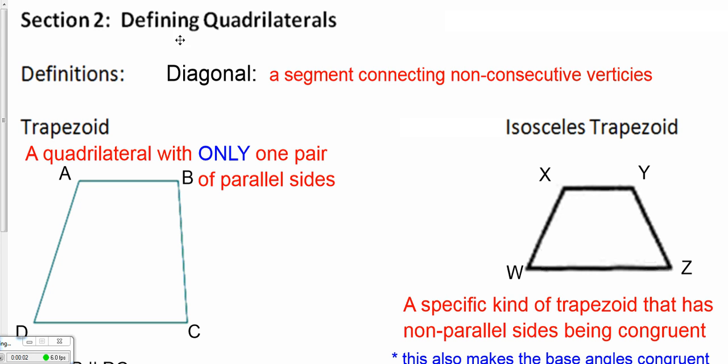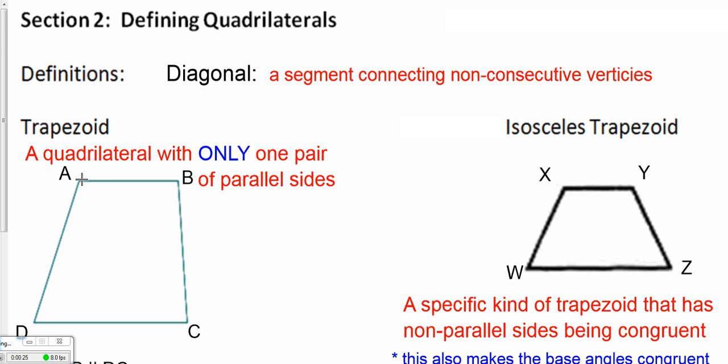Right, section 2 is about defining our quadrilaterals. We need to go over some definitions of each kind of quadrilateral that we have. Now the first thing I want you to add into your definitions is this word diagonal. That's a segment connecting non-consecutive vertices. What I mean by non-consecutive is vertices that aren't right next to each other. And vertices, remember, is just like the corners.